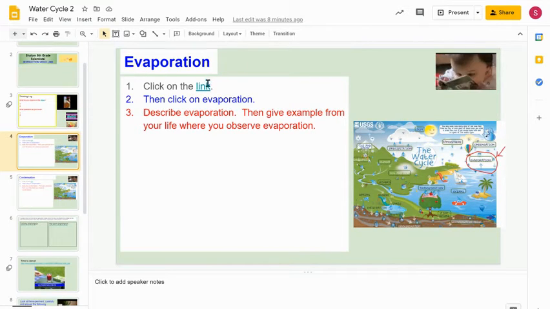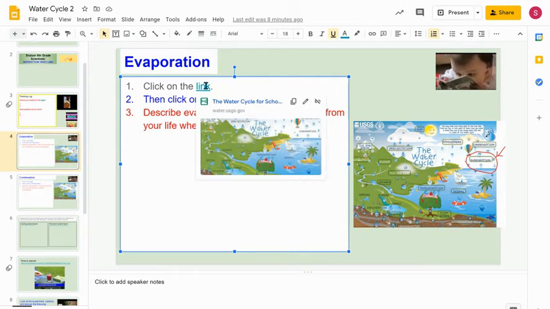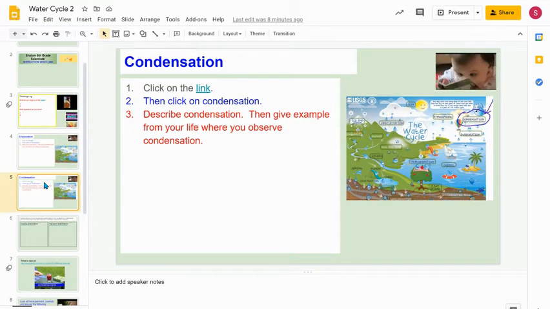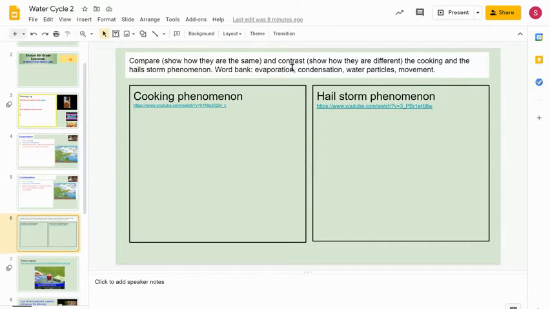And then I want you to do a quick read using the link here. Click on the link, then hover over evaporation. It should take you about 5 minutes to read this segment at least two times. And I want you to describe the word evaporation and then give an example from the real world that reminds you of the word evaporation. And I would like you to do the same for condensation.